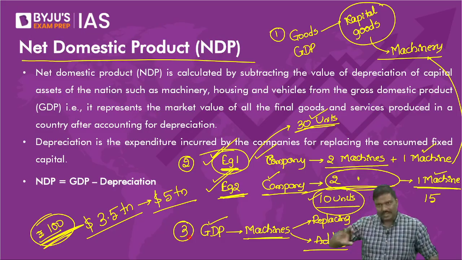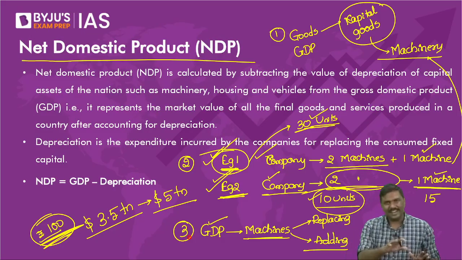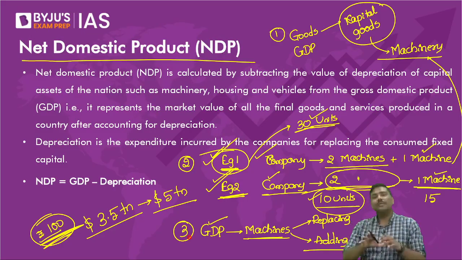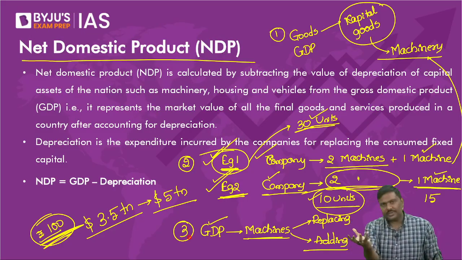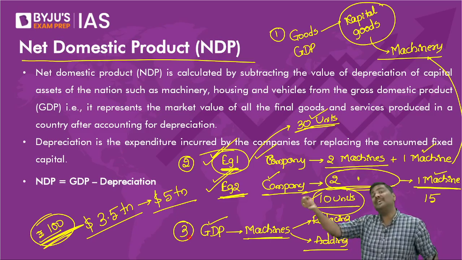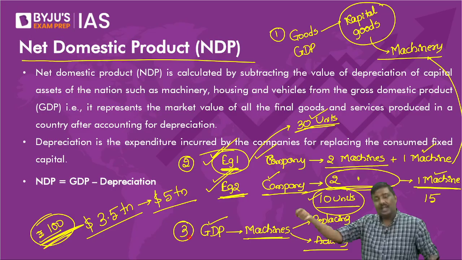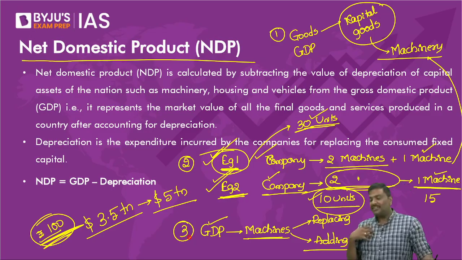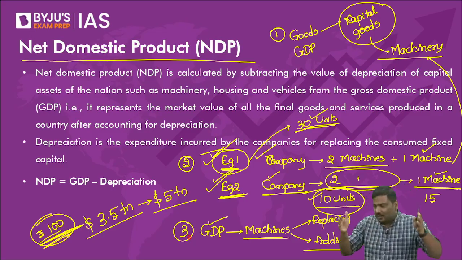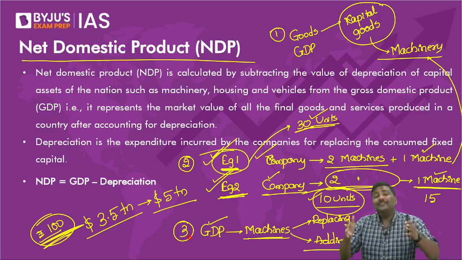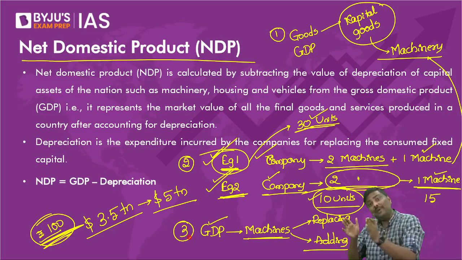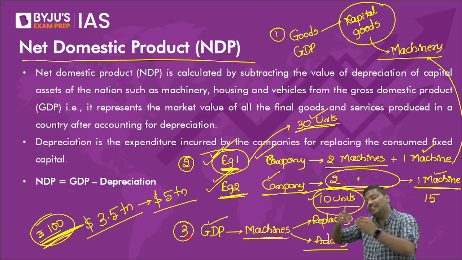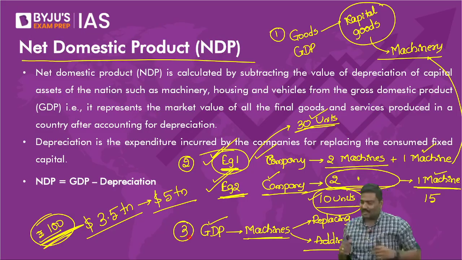So any doubts in understanding this concept? We'll understand NDP now, don't worry. If you know the concepts, it becomes very easy. Whatever machines are produced, some of it will be used for replacement of the machinery, and some of it will be addition to the existing machinery. But as far as possible, out of all the goods which we have produced, we would like most of it to be addition. We do not want replacement.